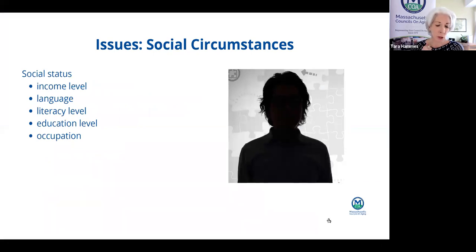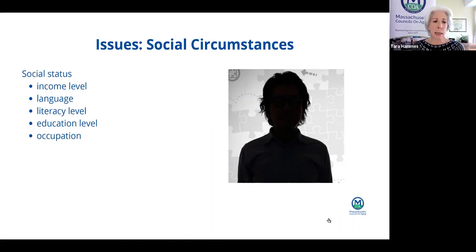In addition to physical environment, one's social circumstances are going to have an effect. We don't always know by looking at someone what their income level is, what their language level is, what their literacy level, education, etc. And while most folks over 62 may not be working, they might be volunteering, they might be working part-time, they might be helping out another family member with childcare. So that may make their window of hours where they can get to a store that's open more limited.